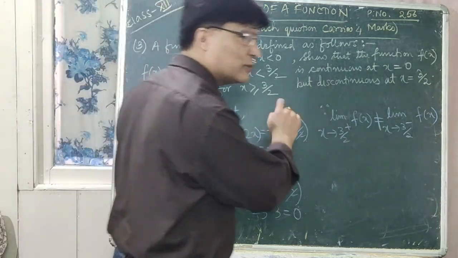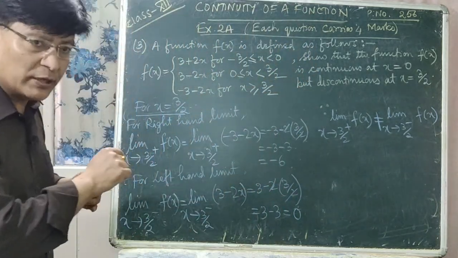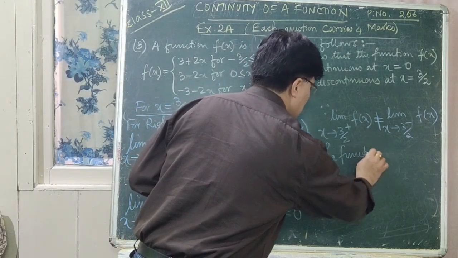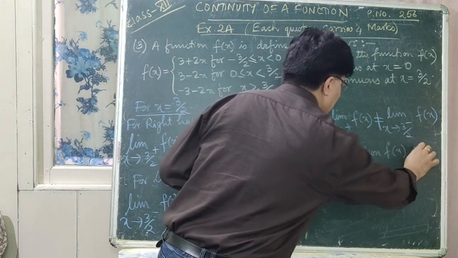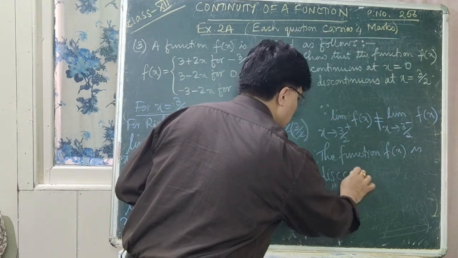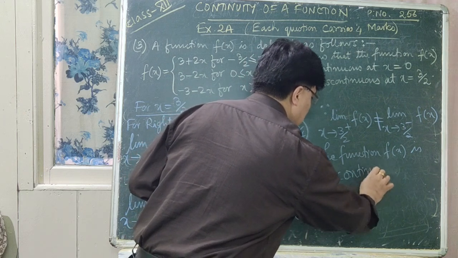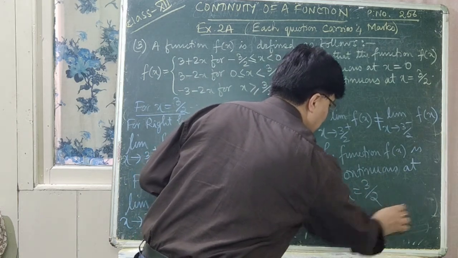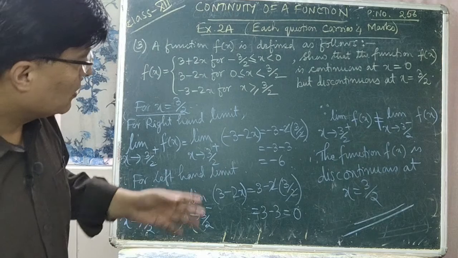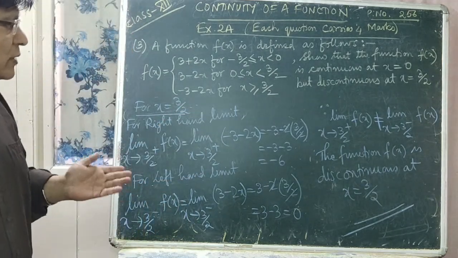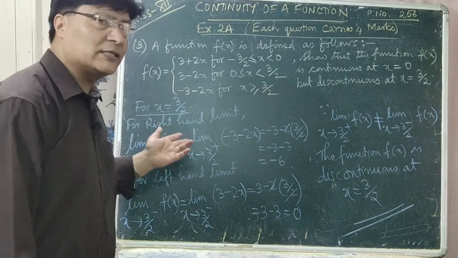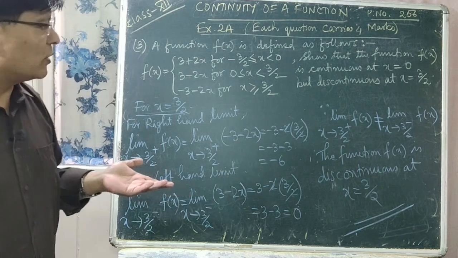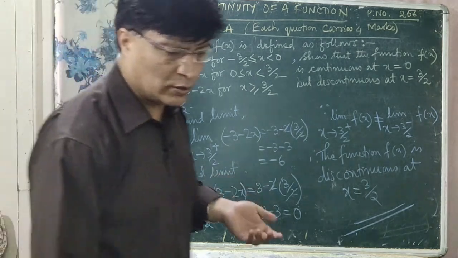According to the definition of discontinuity, so from here you can write down that therefore the function f of x is discontinuous at x is equal to 3 by 2. So it is proved. So therefore the function f of x is discontinuous at x is equal to 3 by 2, because in this case we got right hand limit not equal to left hand limit. So I think you have understood it. You can copy it. We'll do the next question now.